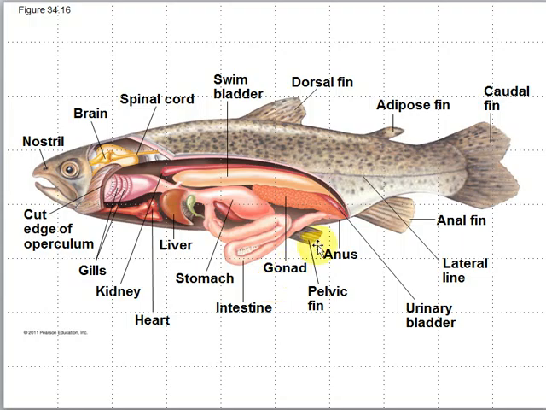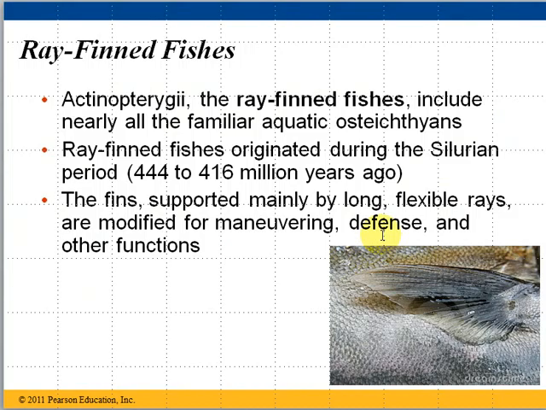The major category of the osteichthyans would be the ray-finned fish. I'm not even going to ask you to try to remember the official scientific name there, but the ray-finned fish are named for, you can look at their fins and see it looks like rays coming off there. They originated during the Silurian period about 444 to 460 million years ago, and these fins, supported mainly by these long flexible rays that you see running through them, are modified for everything from maneuvering to defense and other functions.